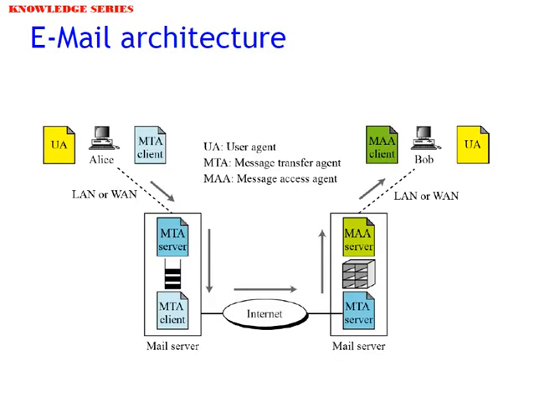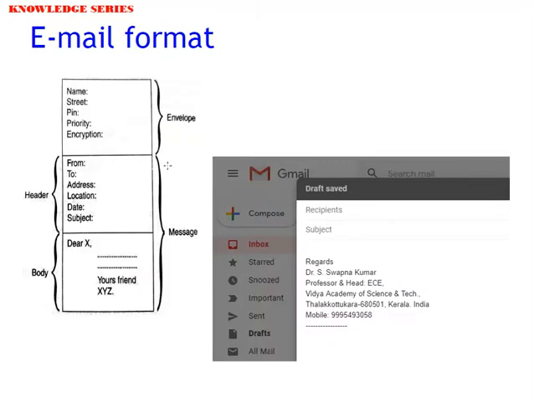Here you can see the email architecture where Bob and Alice are exchanging a one-way email scenario. So to understand this service, let's see the email format.